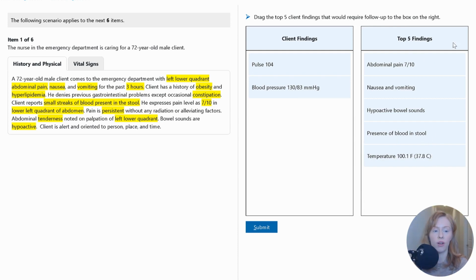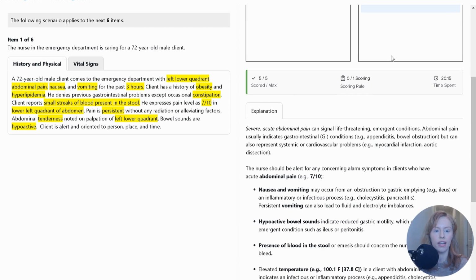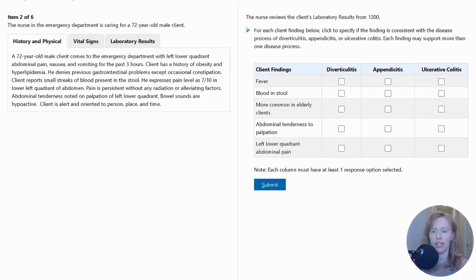I need to figure out if this hypoactive bowel sounds is hypoperfusion to his intestines. I need to make sure he's not having a GI bleed. And if nothing else, I need to give him an antipyretic to treat his fever, an analgesic for his pain, and an antiemetic for his nausea and vomiting. And we'll see that, yes, we got each of these 5. So now we're going to move on to the next question in the case.